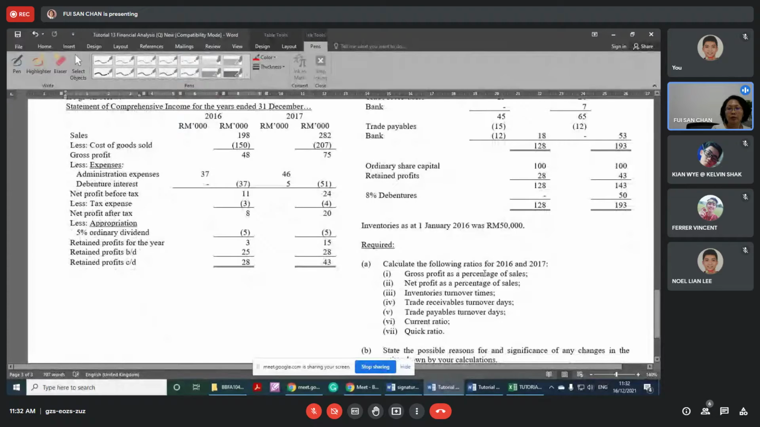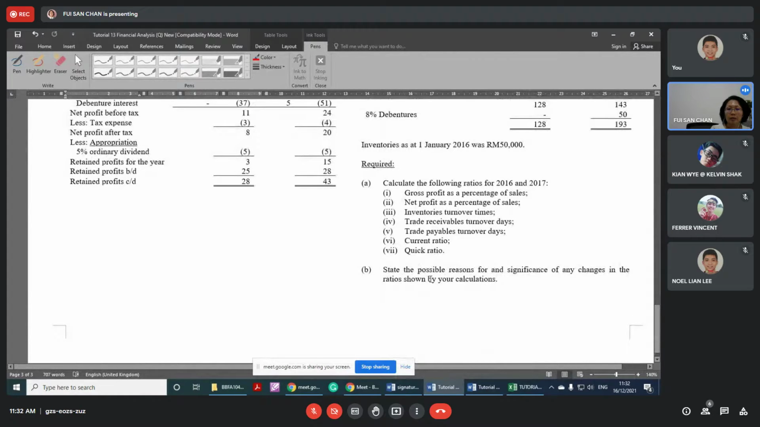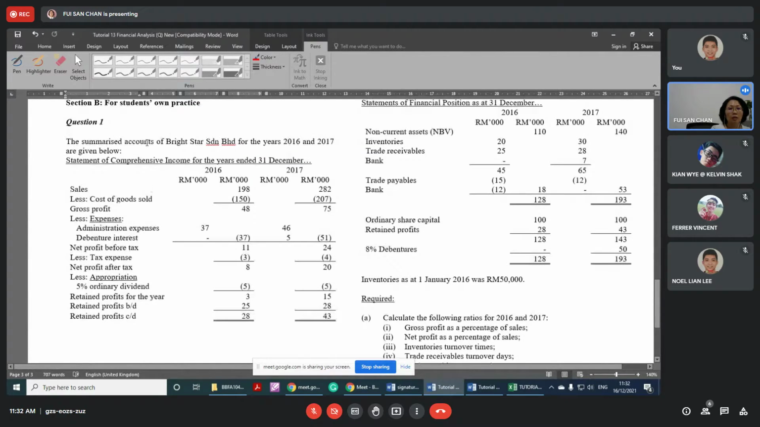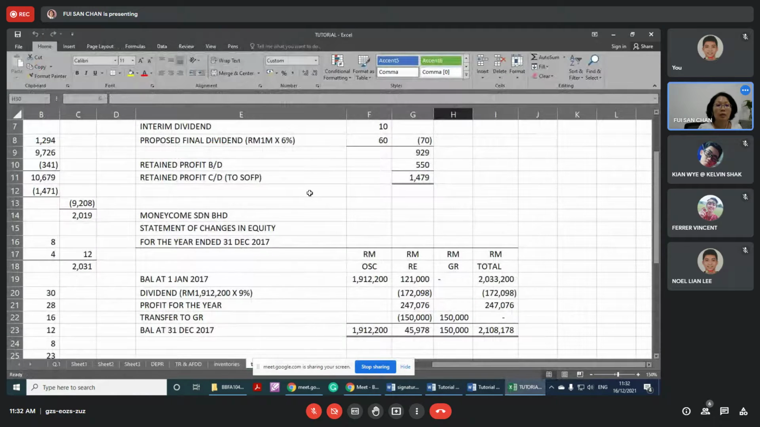Calculate the following ratios for 1/6 and 1/7. So gross profit, net profit, inventory. These are all what you are familiar with. State the possible reason for and significance of any changes in the ratios shown by your calculation. Remember, 1/6 and 1/7, meaning we compare within the same company but different years. For the first one, it is gross profit. So I turn to my worksheet here.